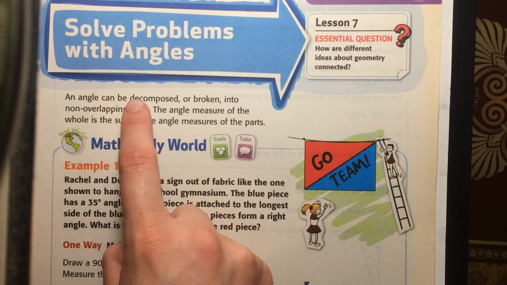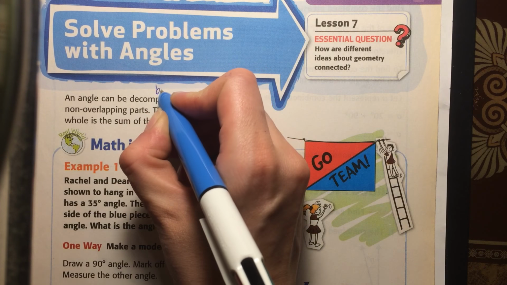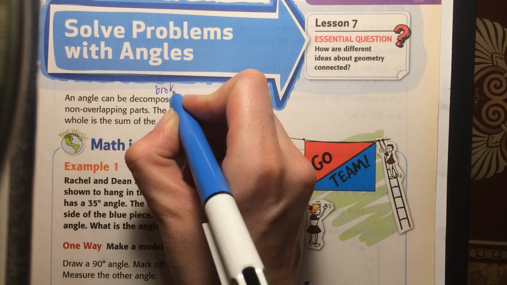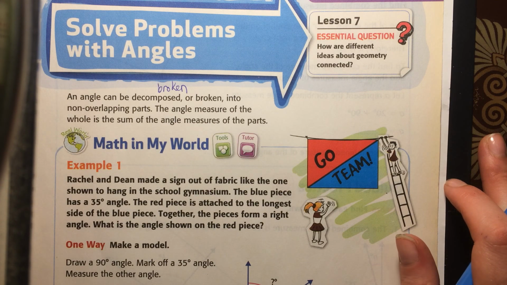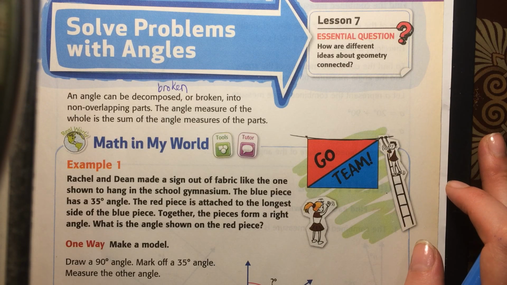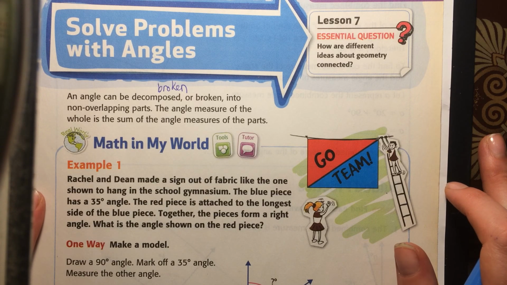An angle can be decomposed. Remember, that means broken down or broken into non-overlapping parts. The angle measure of the whole is the sum of the angle measures of the parts.